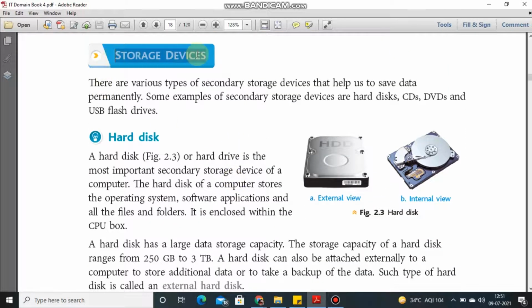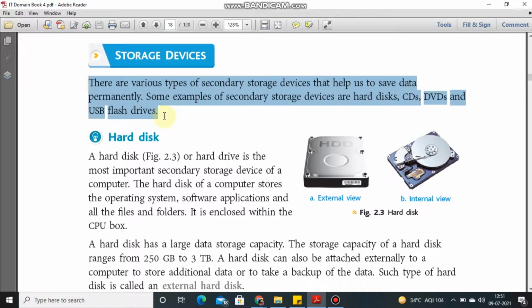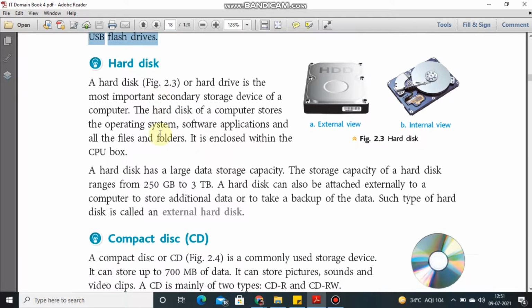Then comes storage devices. There are various types of secondary storage devices that help us to save data permanently. What are those? Some examples of secondary storage devices are hard disk, CDs, DVDs, and USB flash drive or the pen drive. Let's talk about them.